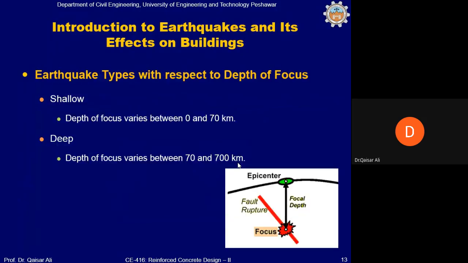Okay, something on the types of earthquakes with respect to focus. You know that there are basically two types of earthquake with respect to focus. If depth of focus varies between 0 and 70 kilometers, they are called as shallow earthquakes. And if they are deep, between 70 and 700 kilometers, they are called as deep earthquakes.